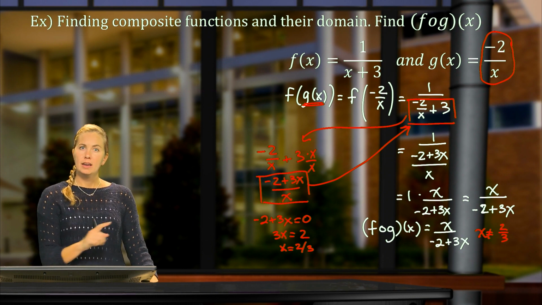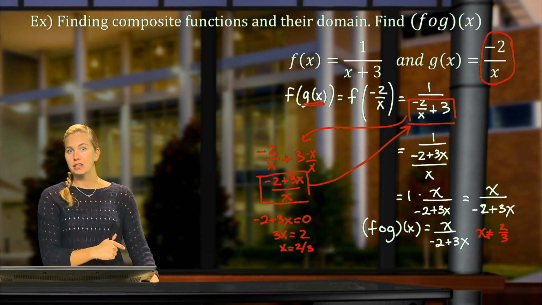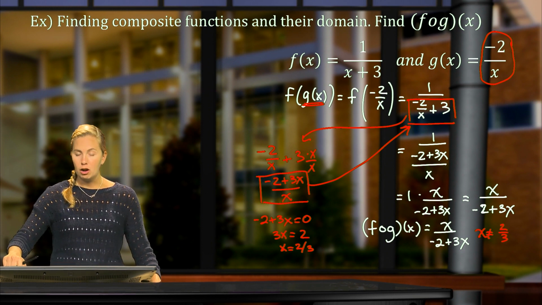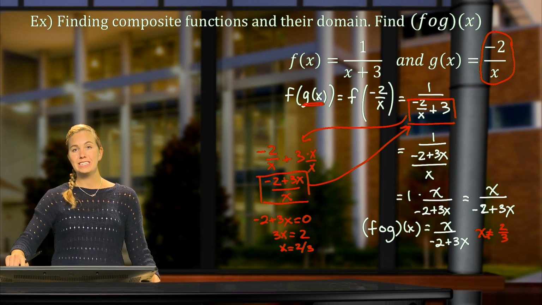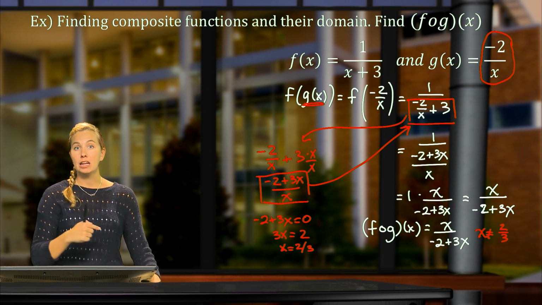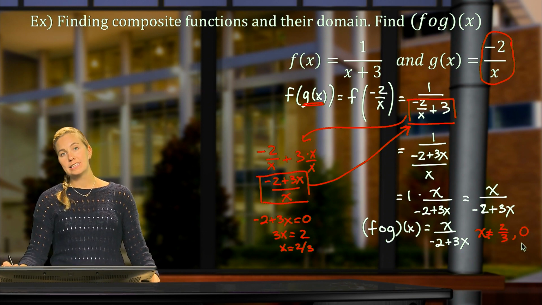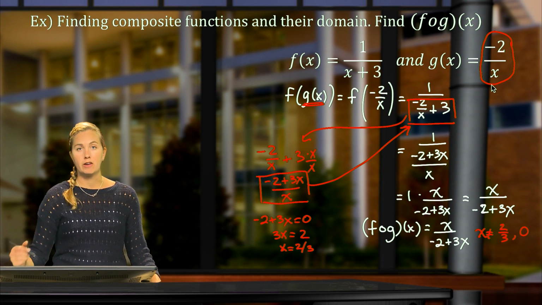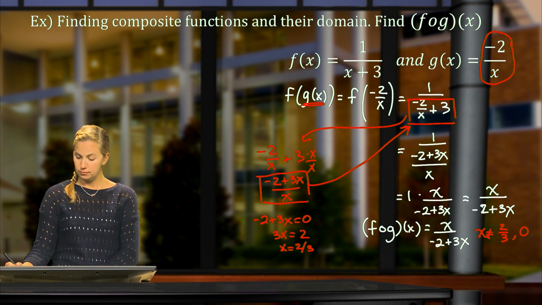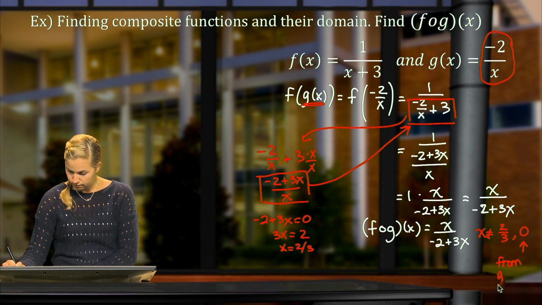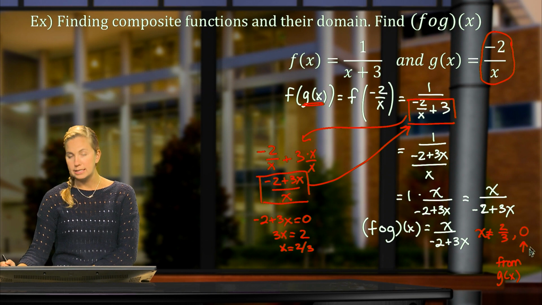That was part 1 in that previous slide where we were talking about how to find the domain, but we also have to look at the domain of my inside function. Looking back, our inside function, g of x, was negative 2 over x. What can we not include in that domain? We cannot include 0. So we add this extra restriction from the restrictions of our inside function. And I'm going to write myself a little note that 0 came from g of x.